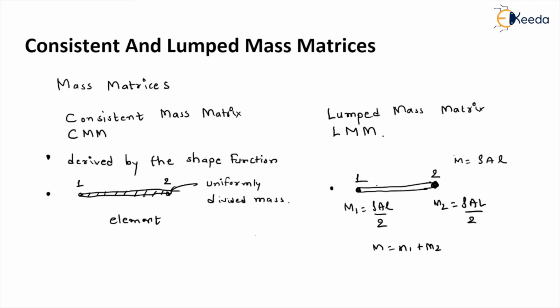So if number of nodes are more, for example we have 3 nodes 1 2 3, so instead of m1 plus m2 it will be m1 plus m2 plus m3, and it can be converted by rho A L by 3, rho A L by 3, and m3 also rho A L by 3. So this is the difference between the consistent mass matrix and lump mass matrix.